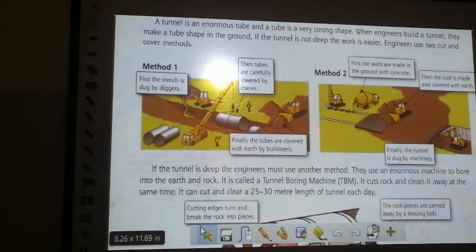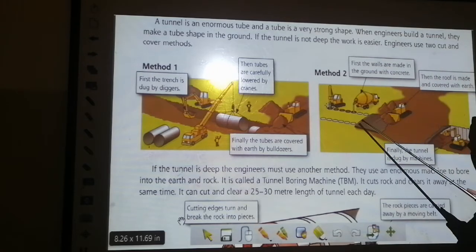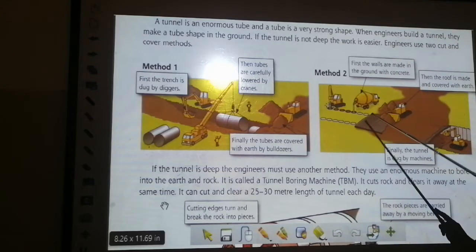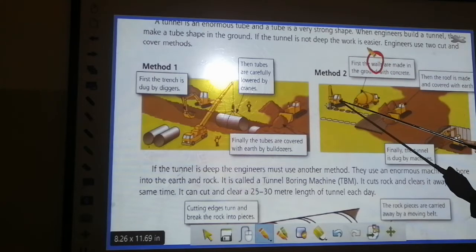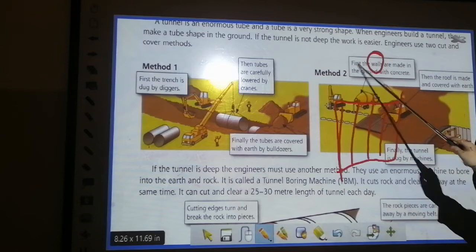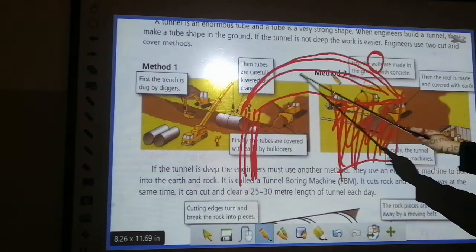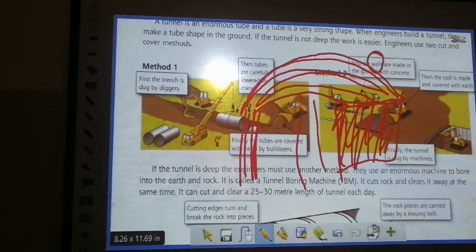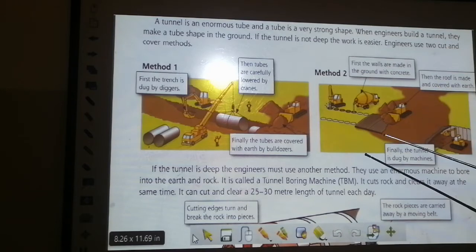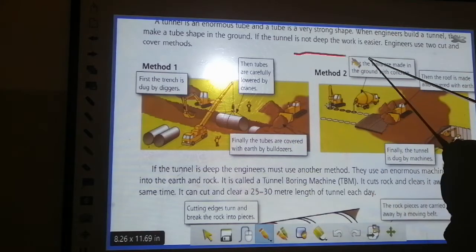This is the first method. The second method: first, the walls are made in the ground with concrete. They make a hole and put concrete in this hole. Then they make walls. For the walls they need a roof. This is how they make a tunnel. They first build the walls, then the roof, then they dig the ground inside it. So first the walls are made in the ground with concrete, then the roof is made and covered with earth. Finally the tunnel is dug by machines. This is the second method. We use these methods when the land is not deep.